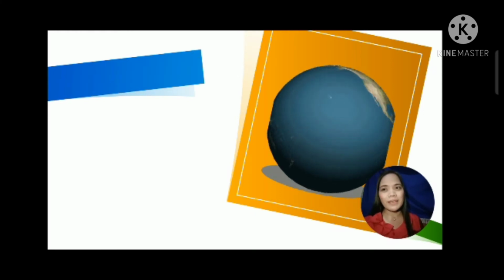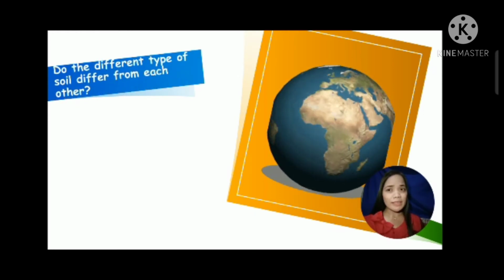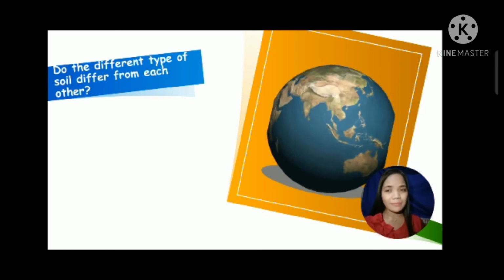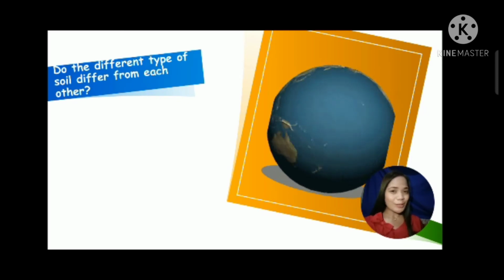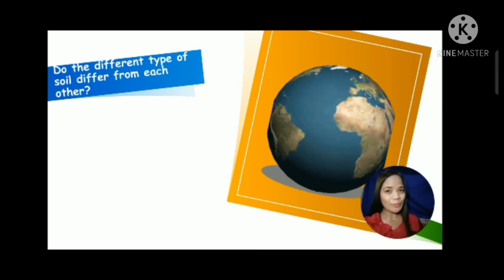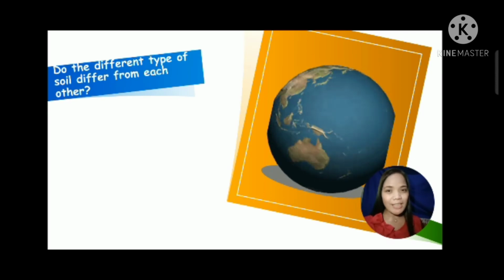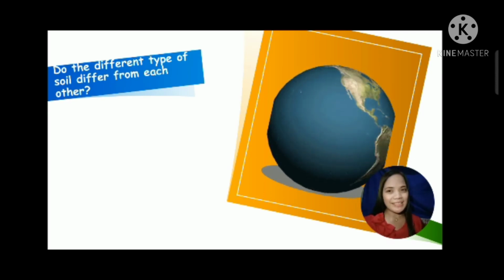Next question will be, do the different types of soil differ from each other? Do you say yes? Or do you say no? We are going to find out the correct answer for this question as we discuss with our lesson.